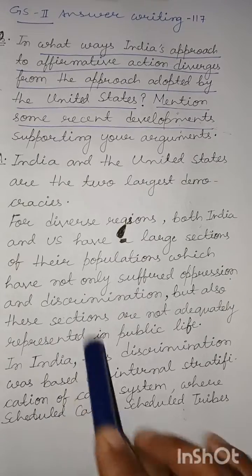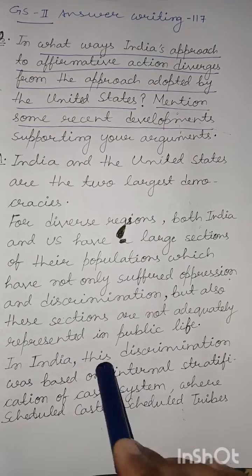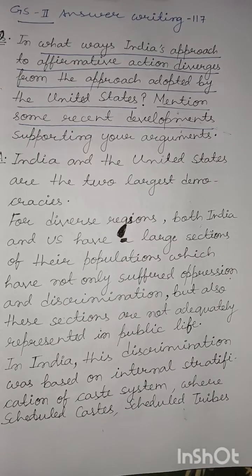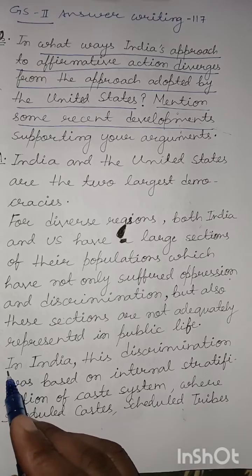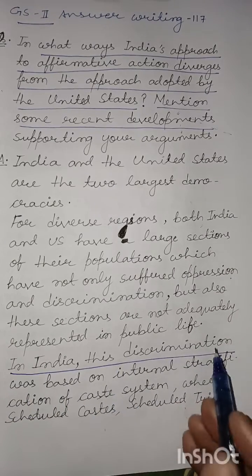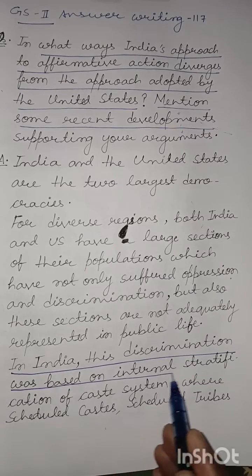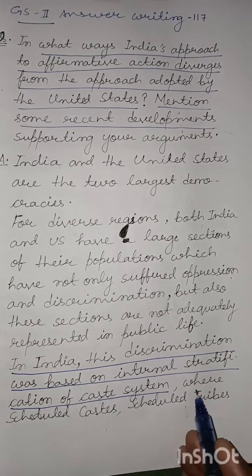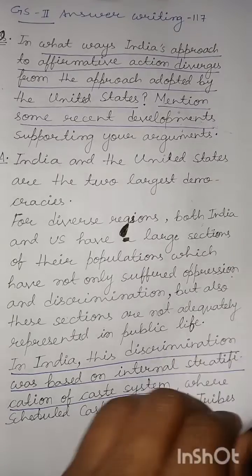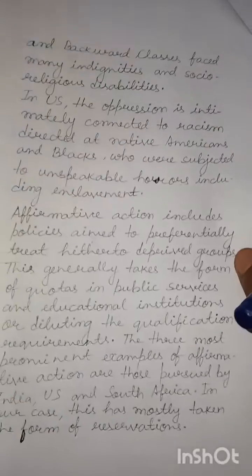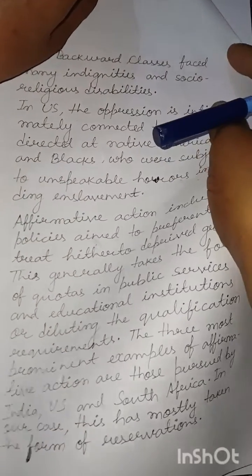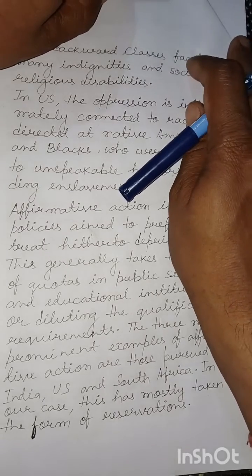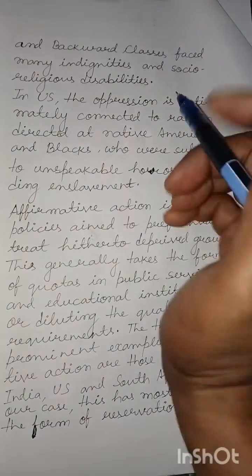Now, try to appreciate this basic difference: in the case of India, this discrimination was based on internal stratification. Again, we are making a very important point, that in the case of India, the caste and varna discrimination was based on internal stratification. That is, it was more oriented inwards, where scheduled castes, scheduled tribes, and the backward classes faced many indignities and socio-religious disabilities. Again, you can understand that whatever disabilities were placed on these sections had social aspects as well as religious dimensions.